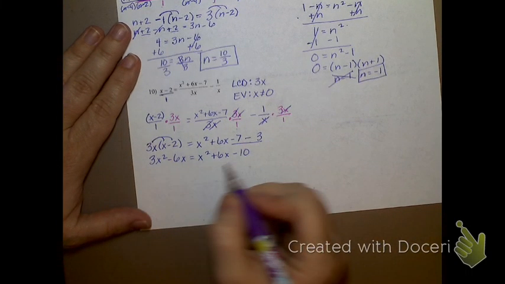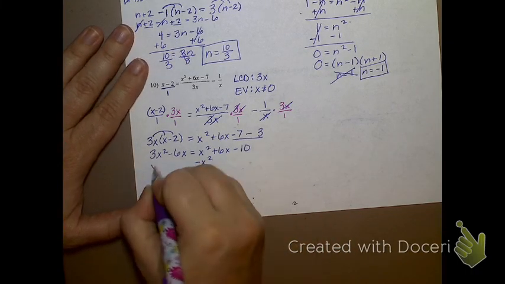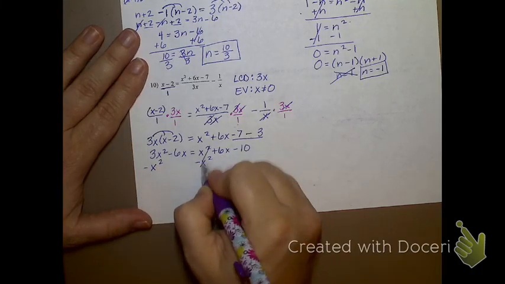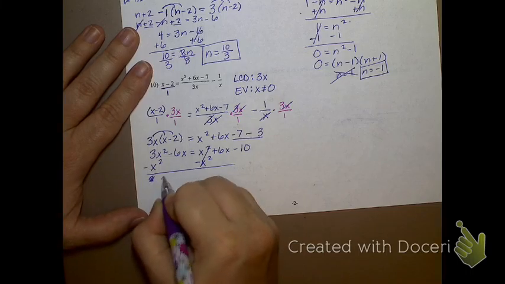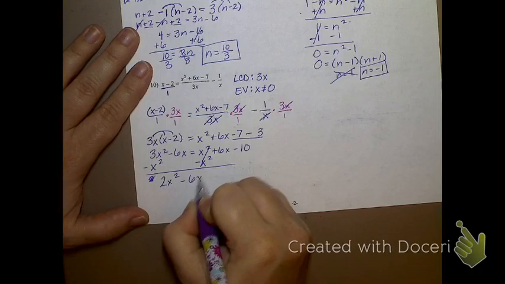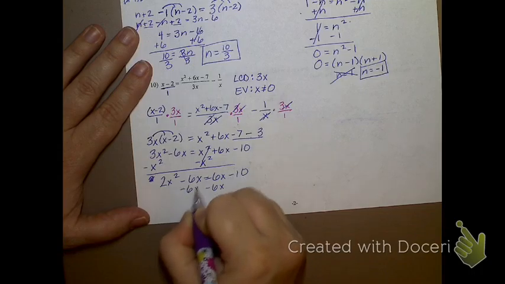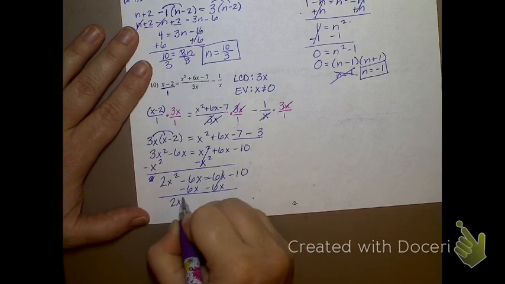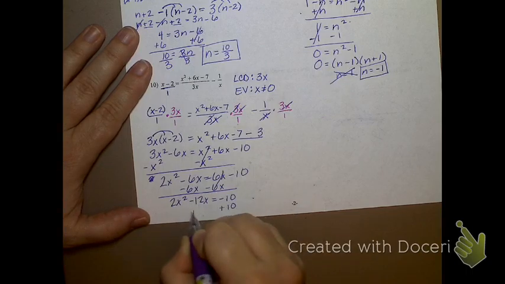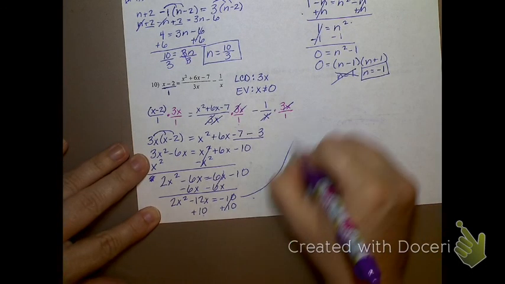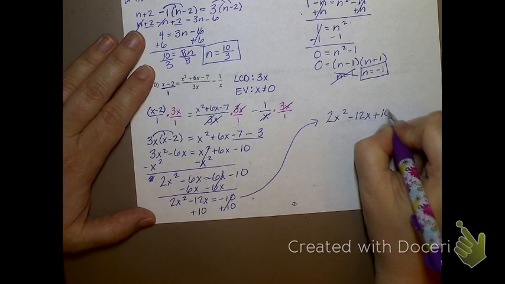So now I'm going to get everything to the same side. I actually think I'm going to move everything to the left just so that I can keep that x squared positive. If your x squared is negative, it makes it hard to snowflake. So let's see, 3x squared minus x squared would give me 2x squared minus 6x equals 6x minus 10. I'm going to subtract 6x. That gives me 2x squared minus 12x equals negative 10. And I'm going to add 10. And now I have 2x squared minus 12x plus 10 equals 0.